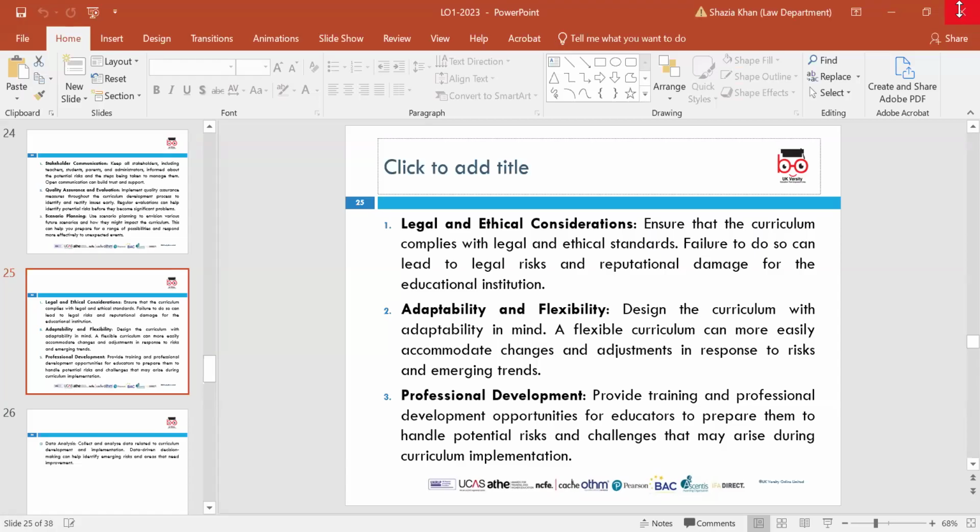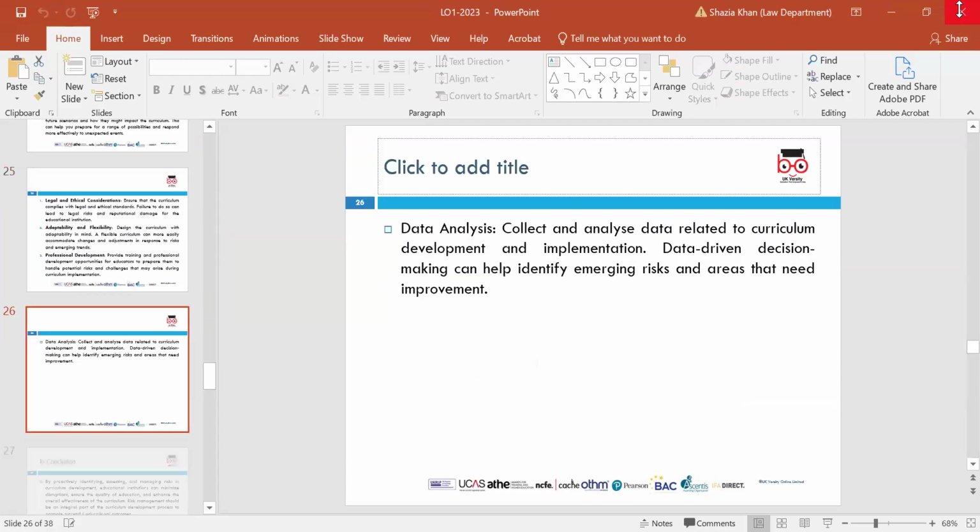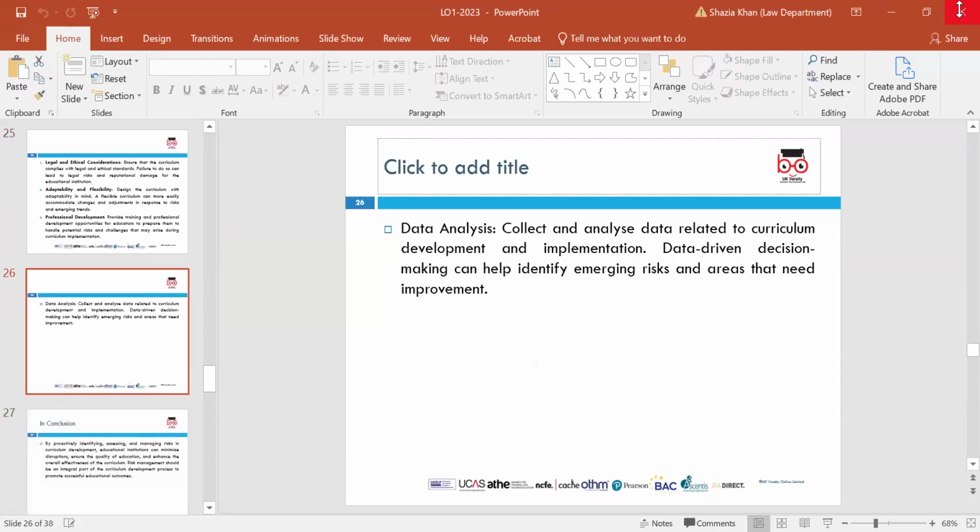It's really important to have a risk assessment in place and a plan in place so you can identify and define any risks, assess likelihood, evaluate the impact, risk ranking or mitigation, communication, and regular updates on risks as well, and monitoring and reviewing this. Make sure plans are in place, and make sure you have contingencies that can make any changes to the curriculum if need be. Data analysis. Collect and analyze any data relating to the curriculum and identify any emerging risks and areas that need improvement.